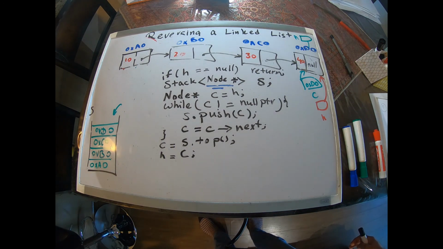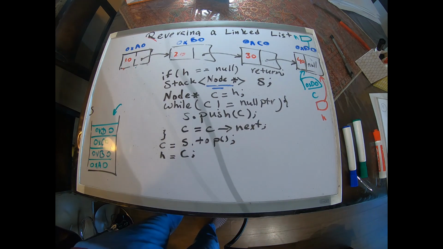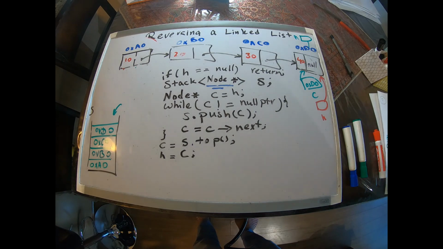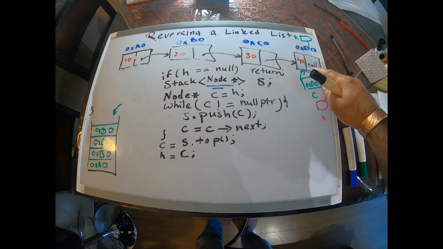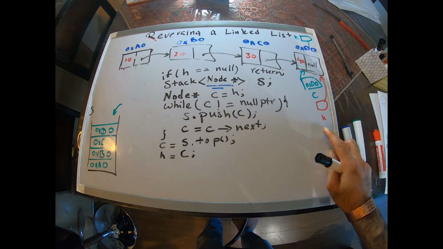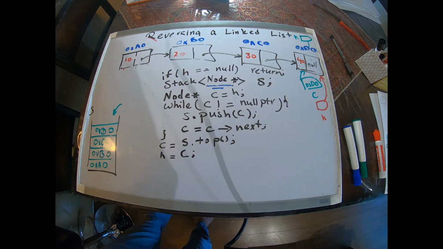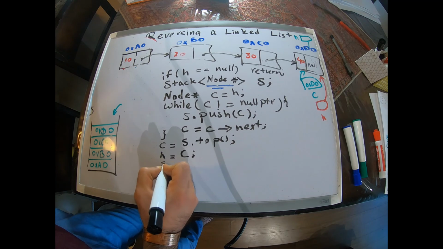What I need to do now is just pop the rest of them. I said that C is equal to S dot top, that's it, and head is equal to C. And now let me just say S dot pop.